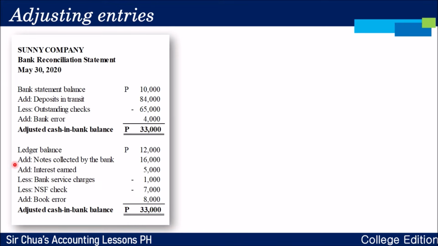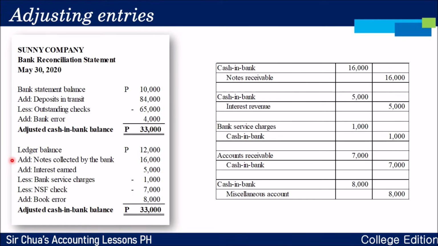Okay, so the first one is ito pong ito na, present ko na lahat. Ayan. Okay. So, notes collected by the bank, 16,000. So, yung ledger po natin, ide-debit po natin sa cash and bank for 16,000. And since this is a note collection of a note receivable, tatanggalin na po natin sa note receivable for a credit to 16,000. Yung interest na na-earn po nating 5,000, nakadagdag po sa cash in bank yan, i-update na din natin si ledger. Debit cash in bank for 5,000, credit interest revenue for 5,000.